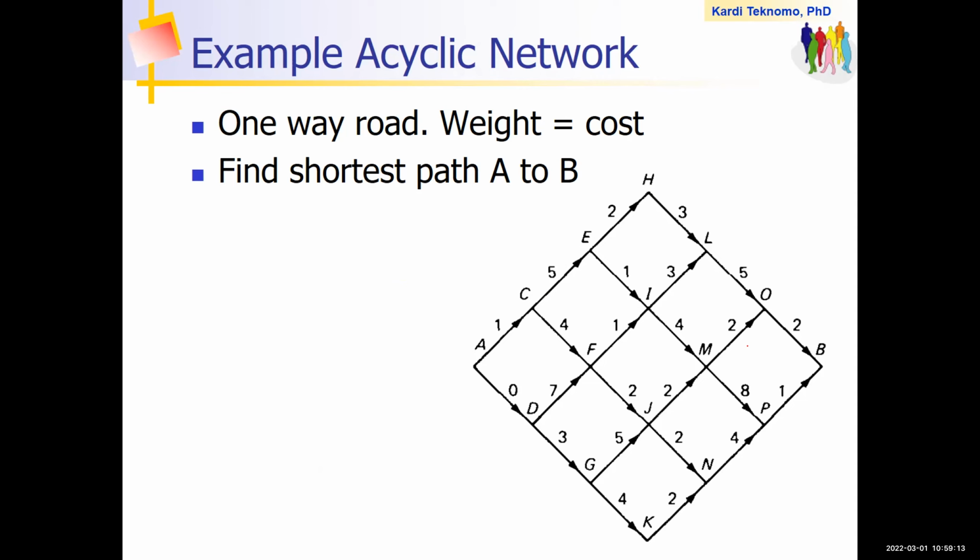Okay, so suppose we have a network from A to B. You want to find the shortest path. Okay. The numbers here, for example, A to C is 1. That is the cost. Okay. So can you find the shortest path from A to B? This is A. This is B.